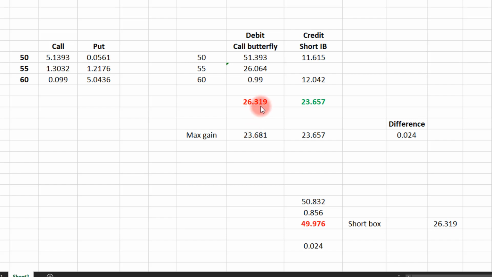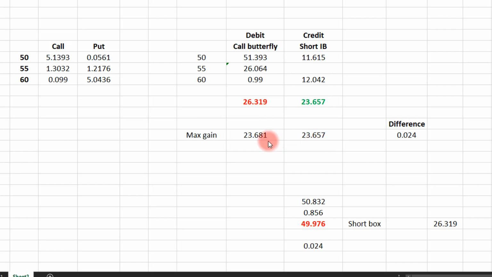If you spend 26.319 for this spread, the most it could be worth is 5 points. That's the difference in these strikes. We did it 10 times, so that's $50. So if you spend 26.319 and you can close it for 50 at best, that's a maximum gain of 23.681. On the other hand, if you sell the spread, this credit spread right here, that's the maximum you'll ever get. That's true anytime you sell an option. So this trader's maximum gain is 23.657.